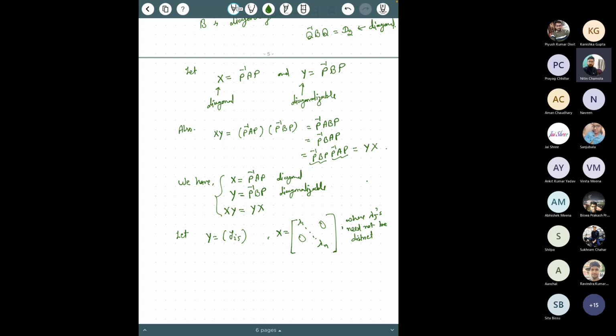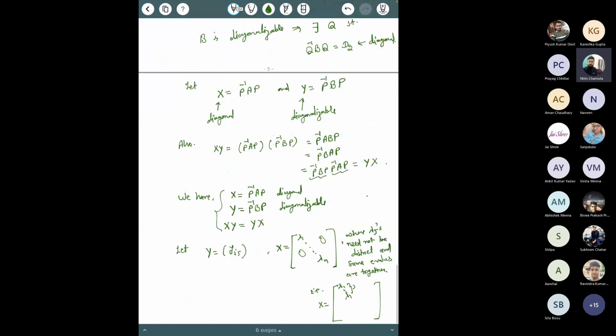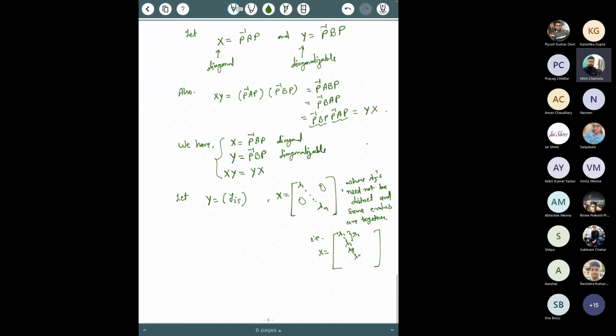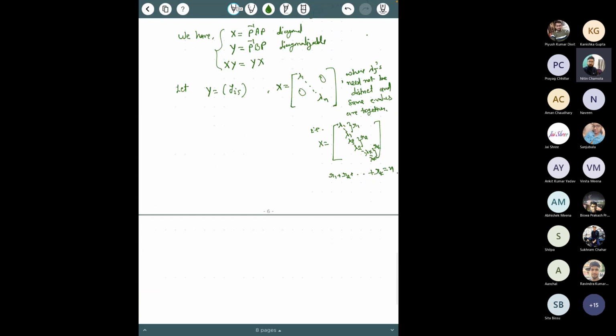Because the diagonal entries are the eigenvalues, the same eigenvalues are together. That means X is of this form: first lambda 1 appears, say r1 times, then lambda 2 appears r2 times, and so on, and lambda k appears rk times, where r1 plus r2 and so on up to rk equals n. So some of them are repeating. Lambda 1 to lambda k are distinct, but lambda 1 is repeating r1 times, lambda 2 is repeating r2 times, and so on.